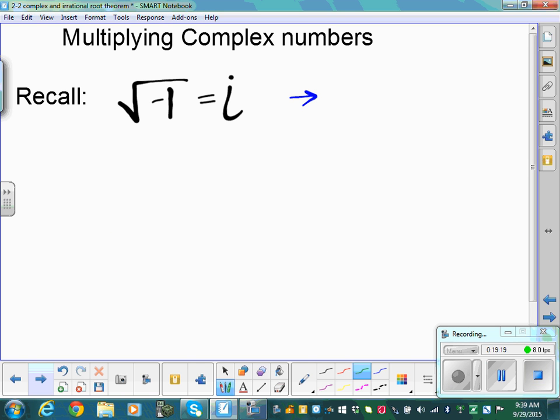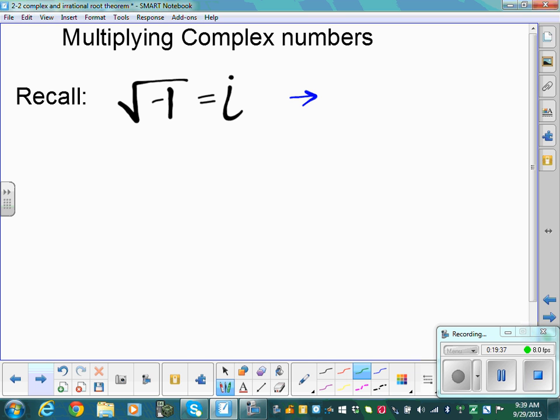Okay, so now we're going to be multiplying complex numbers. This is where it gets a little bit more tricky. Adding and subtracting, you're simply combining like terms in a sense, combining the real parts, combining the imaginary parts. Now, same idea somewhat with multiplying, but it's going to take some more thought, okay?